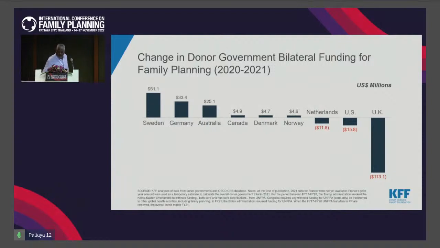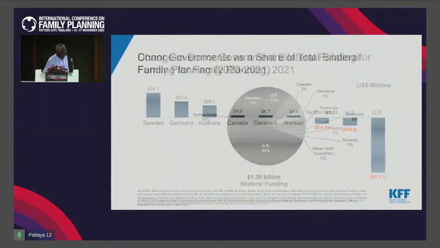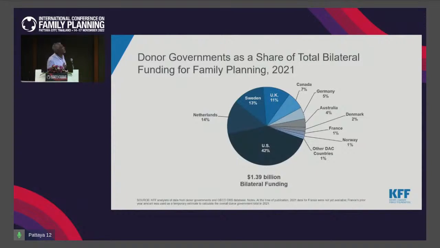reducing their ODA funding. And this is the pie chart showing who are the big donors and who are the smaller donors. As expected, the US is still the largest contributor, with 42% of the funding, followed by the Netherlands, and then everybody else goes a little bit down during 2021.